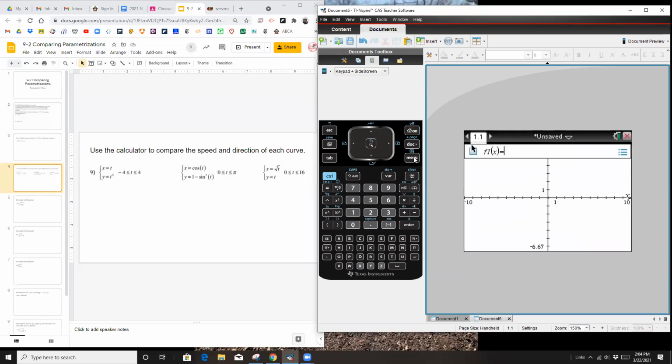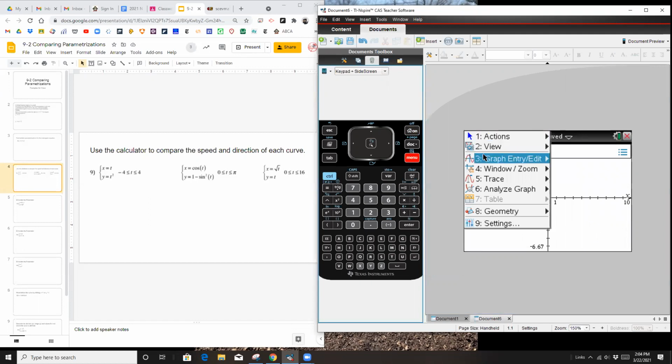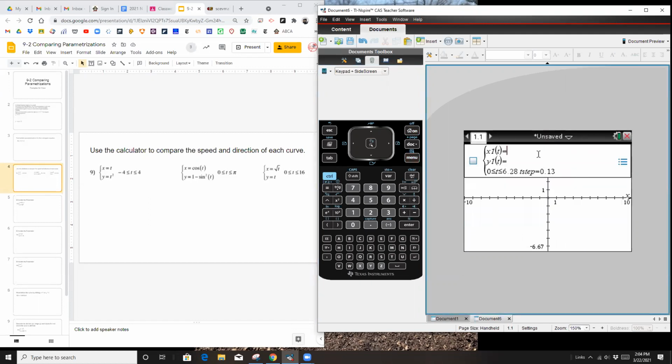All right, so once you get to the graphs, you want to go menu, graph entry edit, and then parametric. All right, so for the first one, we type in exactly how it looks. So x equals t, y equals t squared. And we're going to let t go from negative 4 to 4. And for the t step, we'll just do 1. So that means we're just going to increase t by 1 each time to find these points.